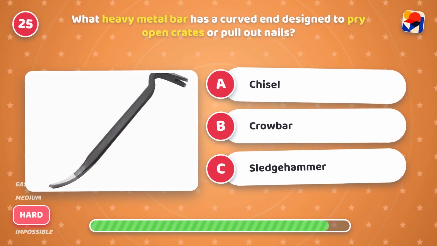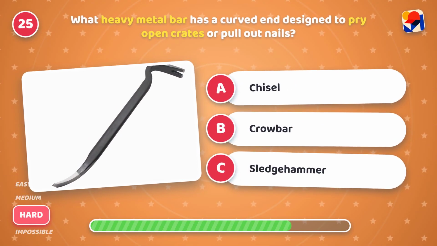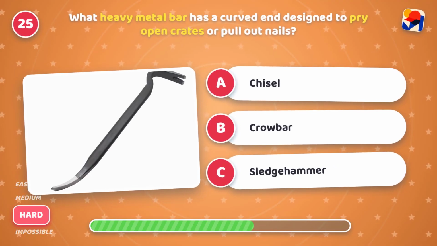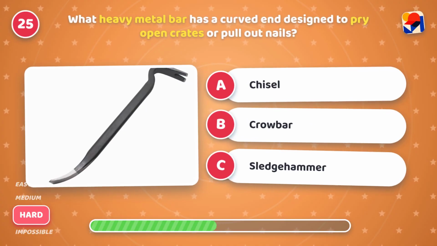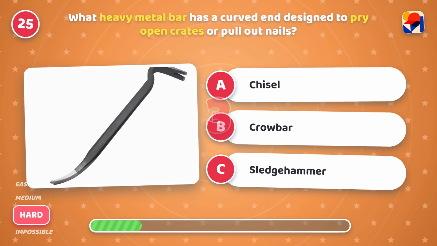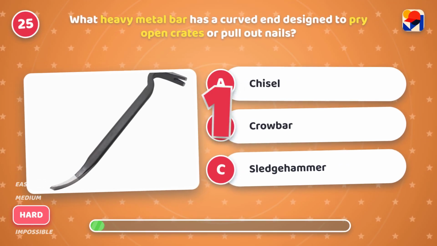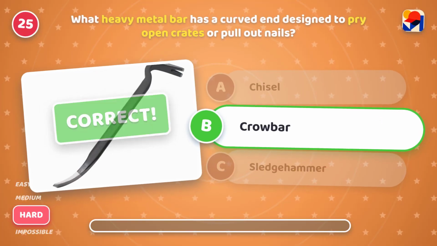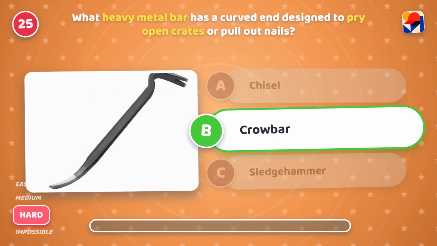What heavy metal bar has a curved end designed to pry open crates or pull out nails? Is it A, chisel, B, crowbar, or C, sledgehammer? It's B, crowbar. It uses leverage to pry.